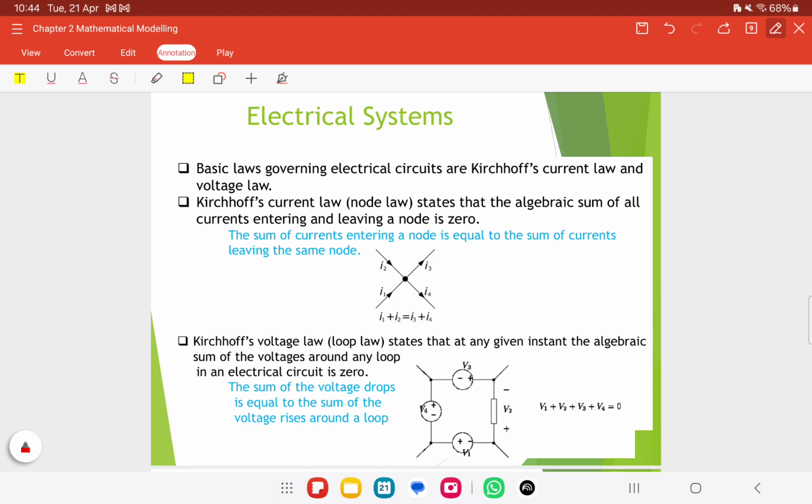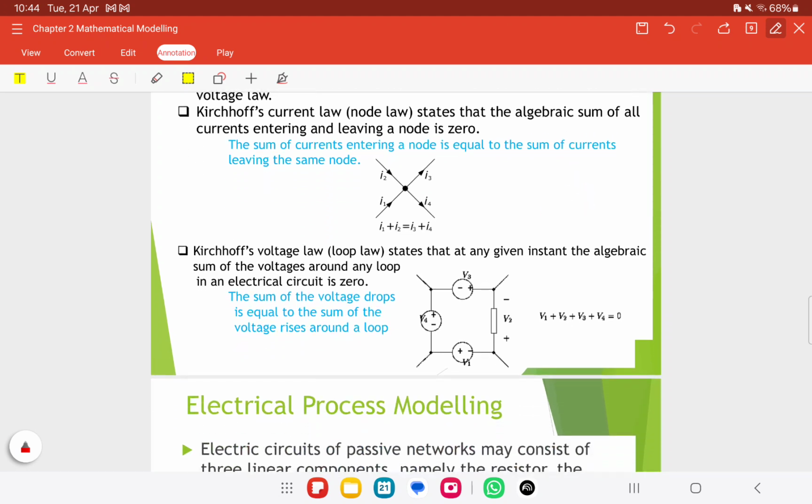Okay, all the currents that go in are equal to the currents that come out. If something goes in somewhere, it will go out somewhere too. For the Kirchhoff voltage law, it states that the total voltage in a closed loop must be equal to 0.